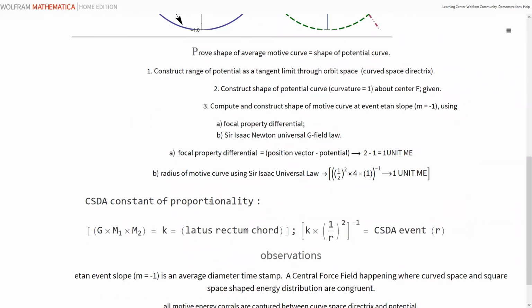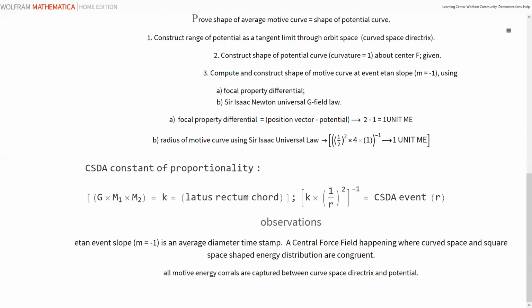CSDA, constant of proportionality. I've taken the liberty to take the gravitational constant G, M1 and M2. These are not going to change much in my lifetime, and I've rolled them into a constant K, a constant of proportionality, which fits very comfortably on the latus rectum chord. K times the curvature squared, invert this term, and it will return CSDA event radii.